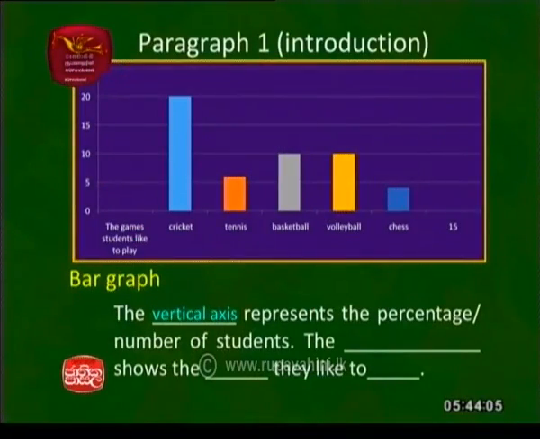Now we are going to talk about the two sides. The vertical axis represents the percentage, or if it's the number you have to write, the vertical axis represents the number of students. Then the horizontal axis shows the games they like to play. Now it's easy. This same structure, children, the second sentence you write this if it's a graph.